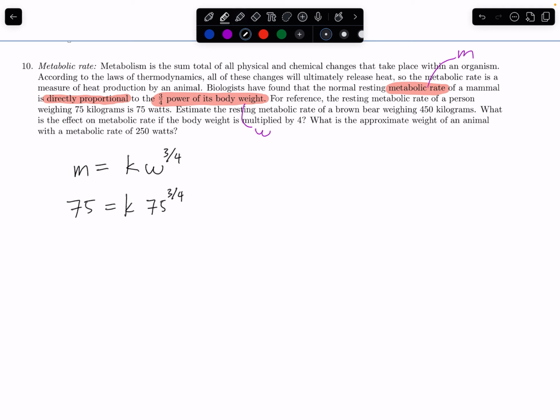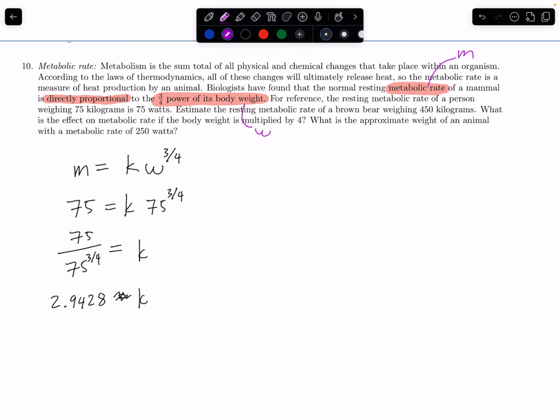Okay, now let's solve for K. K is 75 divided by 75 to the 3/4 power. I'm just going to punch that in. And I got K is about 2.9428, approximately. That's an approximation, so I'll do the squiggly equal.